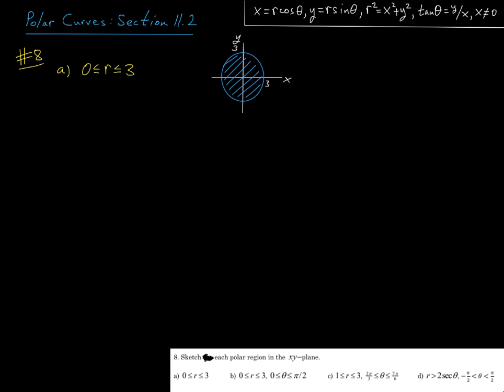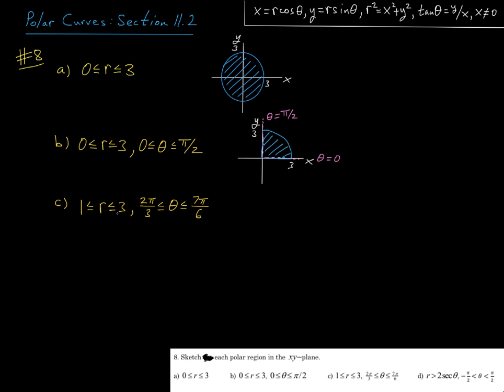All right, then looking at B, you have that same condition on r, but now theta varies from 0 up to pi over 2. Okay, so that's going to give us this quarter disk of radius 3. So when theta is 0, we're along the positive x-axis here. Then we sweep through the first quadrant, and we end here along the positive y-axis when theta is pi over 2. Okay, then moving on to C, r varies from 1 up to 3, and theta varies from 2 pi over 3 up to 7 pi over 6.